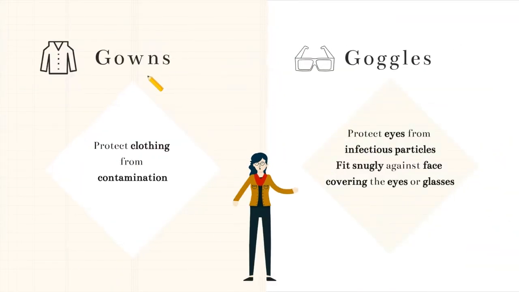Next, we'll talk about gowns, and these are worn to protect your clothing from contaminated materials. Goggles are worn to protect your eyes from infectious particles. It's not very common that we use goggles, but I just want to note that they are different than regular glasses because they fit snugly against your face. And if you wear prescription glasses, your goggles should go completely over your prescription glasses so that they're still snug against your face.